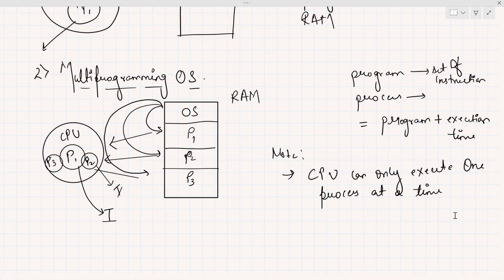The operating system provides processes to the CPU. Whatever program the operating system sends to the CPU, if that program is doing an input output operation, then another program gets the CPU. This is the functionality of a multi-programming operating system. You can write it like this: an operating system which allows multiple programs in main memory is a multi-programming operating system.